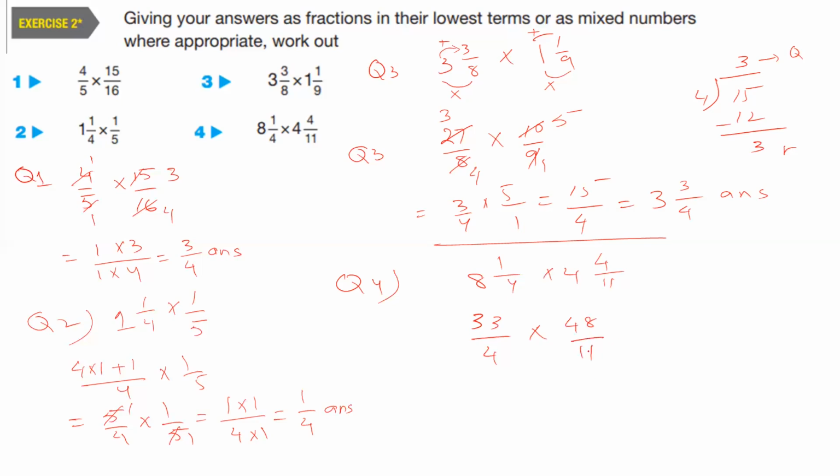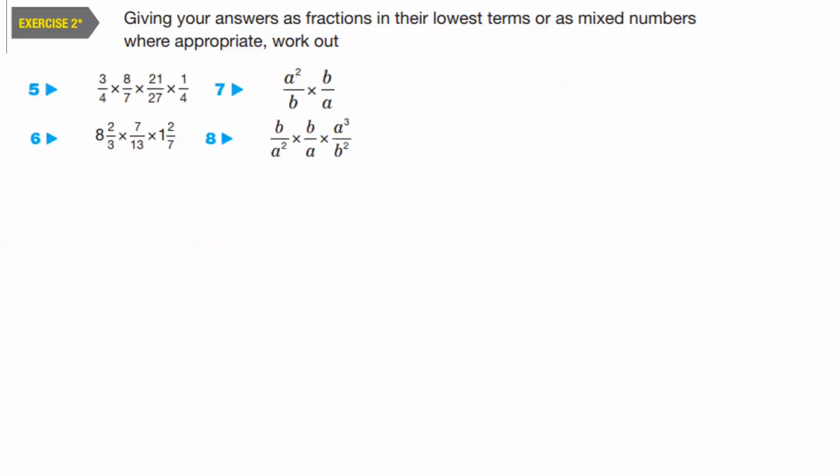Now we check that 11 and 33 are divisible with each other. So we read the times table for 11. 11's times table: 11 ones are 11, 11 threes are 33. So again, we read the times table for 4. 4 times 1 is 4, 4 times 2 is 8, 4 times 3 is 12. So we got here 3 times 12 upon 1 times 1. So 3 times 12 is 36. So 36 is the answer for question number 4. Hope you understand it. Now we come to question 5.